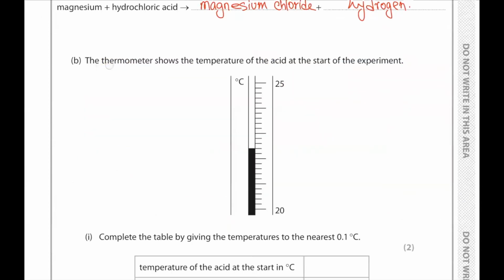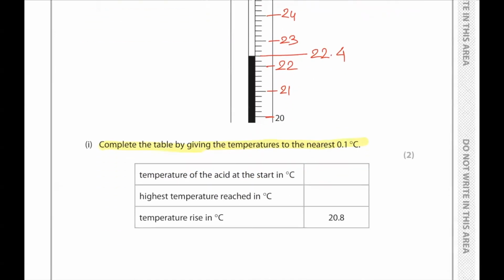The thermometer shows the temperature of the acid at the start of the experiment. So we can see this is 20 degrees Celsius and this is 25 degrees Celsius. This is 21, this is 22, and this is 23 and 24. So we can see 22.4 degrees Celsius. Complete the table by giving the temperature to the nearest 0.1 degrees Celsius.